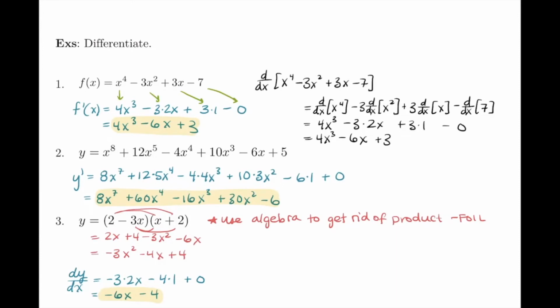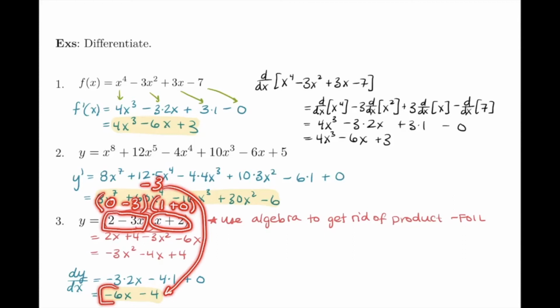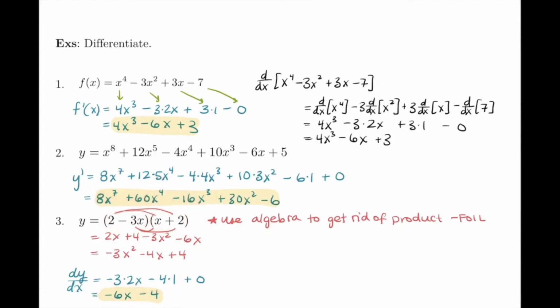Note that if we did take the derivative of each part separately, meaning the derivative of 2 minus 3x, which would be 0 minus 3, and then the derivative of x plus 2, which would be 1 plus 0, and then we multiplied those together, we would get negative 3. And that is not the same as what we got here. And we kind of know that this is for sure correct. So what I'm trying to further iterate to you is that we cannot differentiate a product by taking the derivative of each of the factors. We have to either get rid of the product or use the product rule, which we will learn later.